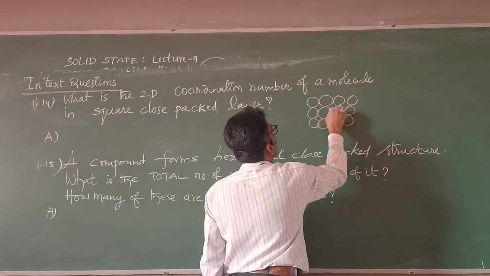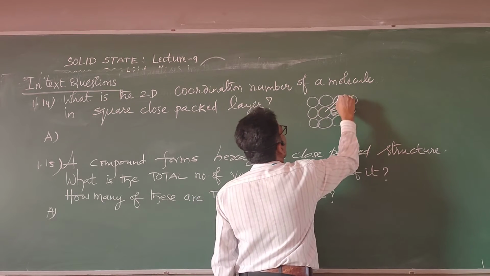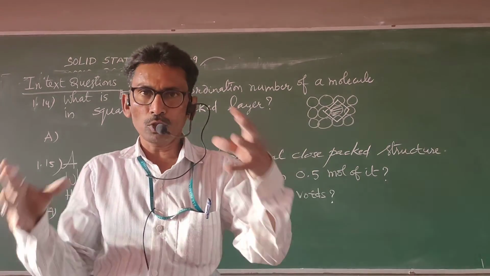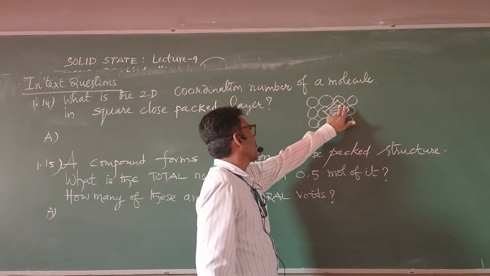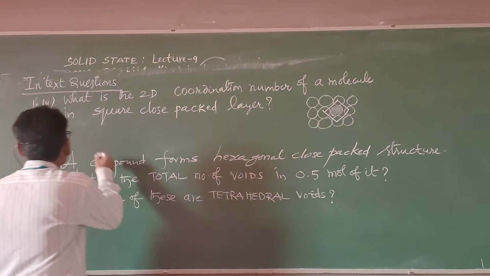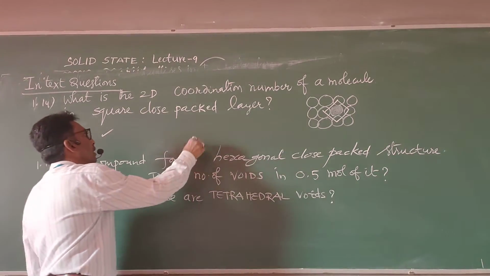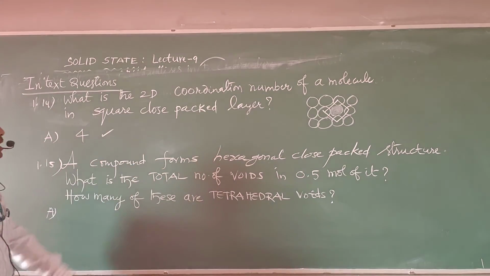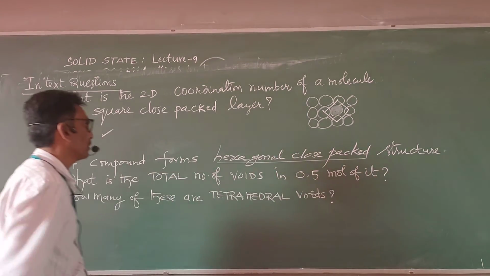If you select this one, how is this? These are the particles which are in contact with the selected particle. This is the selected particle. With the selected particle, these are in contact. Answer is 4. Simple. If it is three-dimensional, that is 6.